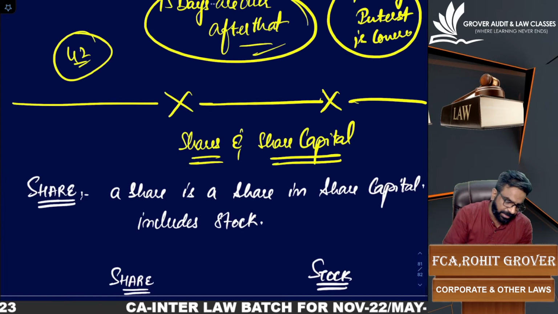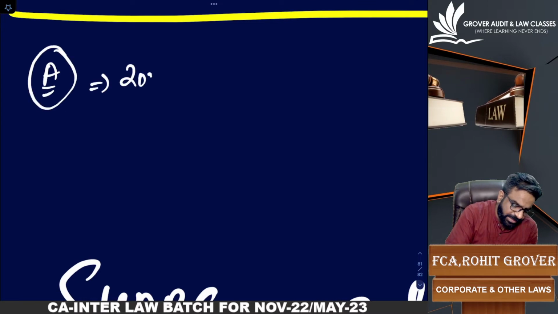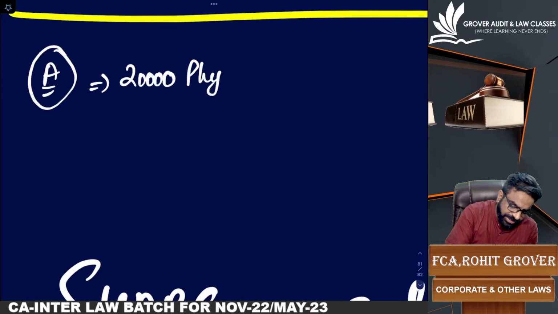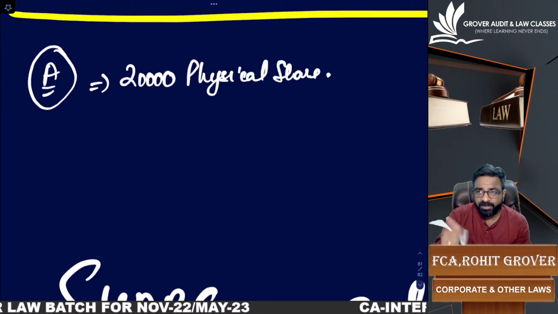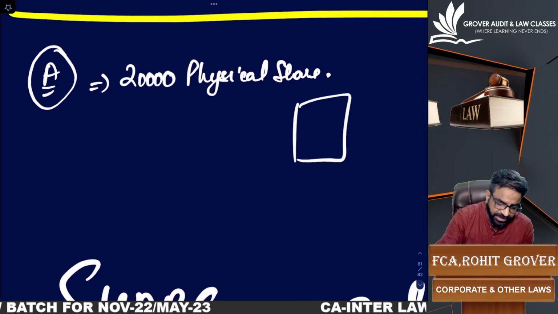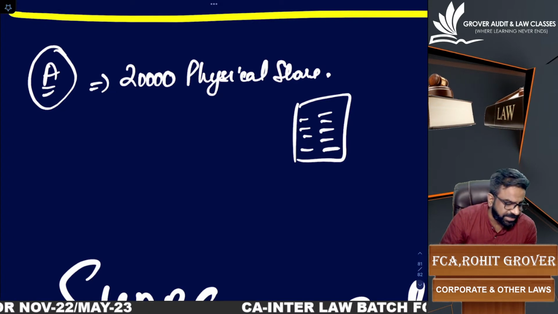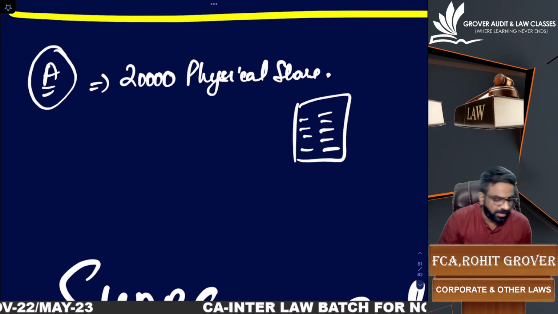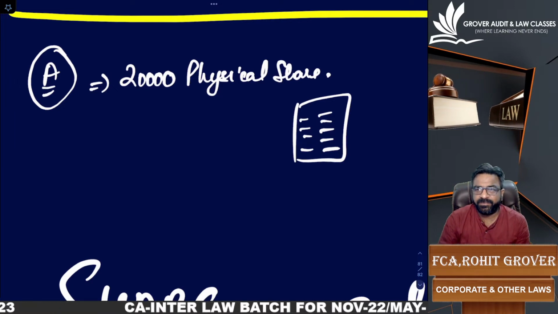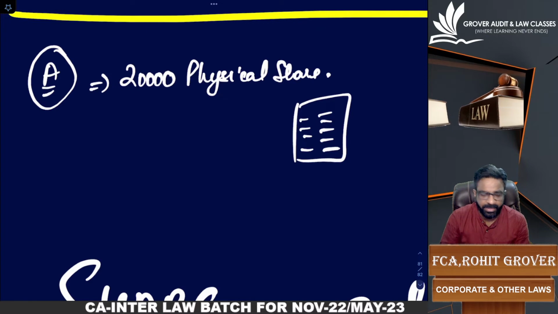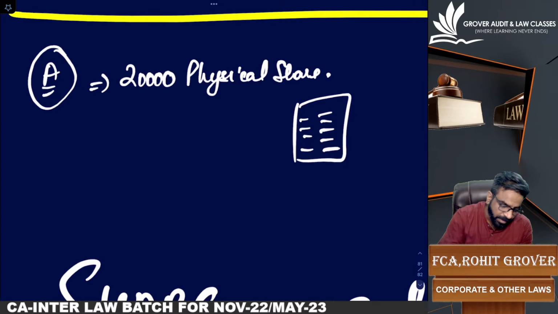Now let me tell you one thing. What used to happen earlier? Suppose there is one Mr. A who is having 20,000 physical shares of one company. Now, what do you mean by physical shares? You know that physical share means a share certificate will be there where your details will be written and everything. But nowadays, are physical shares happening, everyone? Or nowadays, are demat shares happening? Demat shares. Physical shares are not happening nowadays. So, only and only demat shares are happening. Is it clear, everyone?